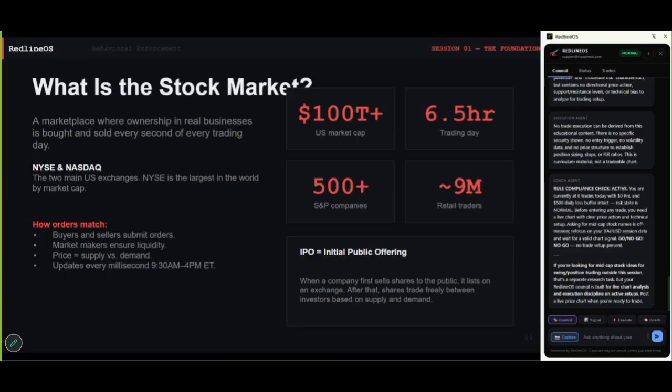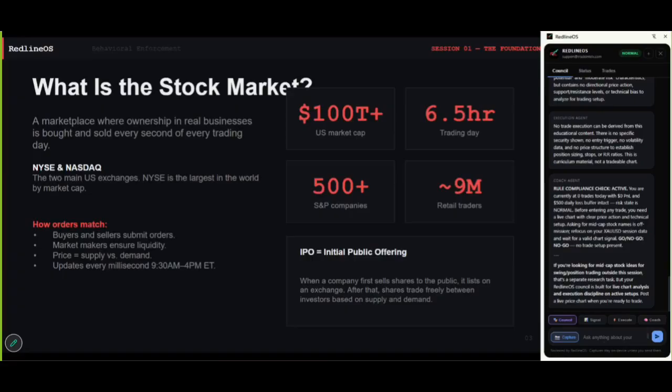It's open for 6.5 hours of the day. So I'm personally in Pacific time, I'm in Arizona. So the stock market for me is going to open 6:30 a.m. to 1 o'clock. That's without daylight savings. During daylight savings, it opens for me 7:30 to 2. But if it's Eastern time, it's going to open 9:30 to 4 p.m.